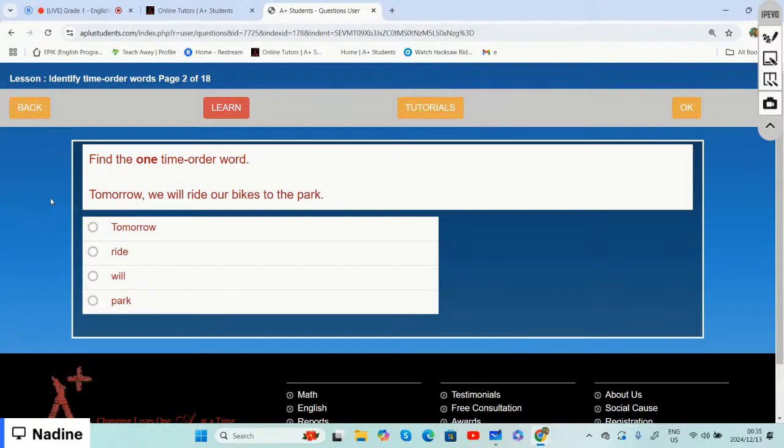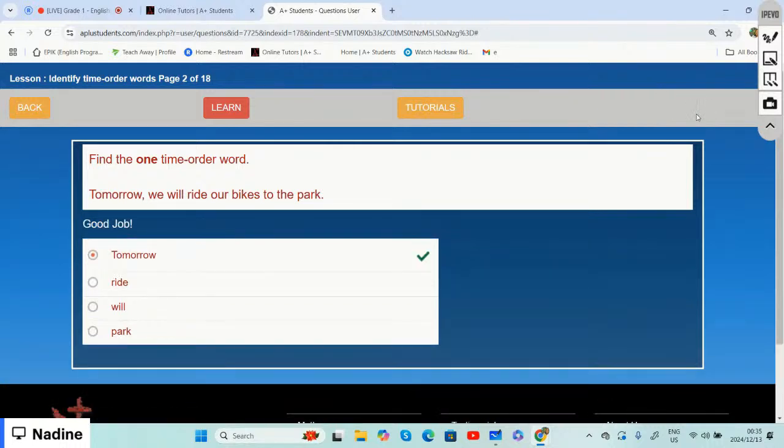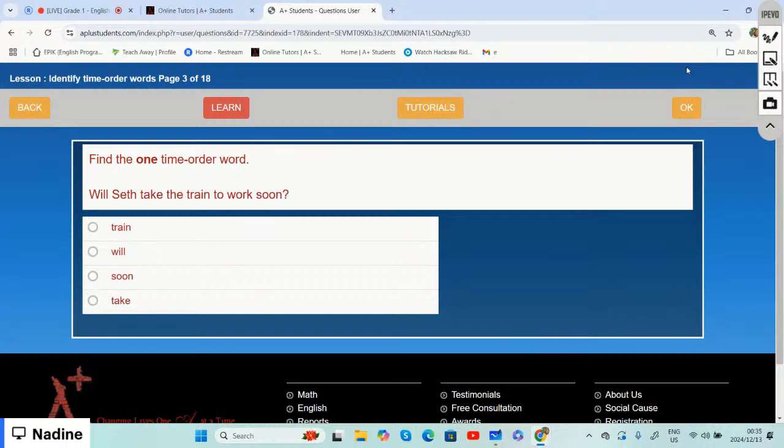And if we were to choose the correct option, yes, tomorrow is correct. It will tell us when we will ride our bikes. So well done. Tomorrow is correct. The next one says, will Seth take the train to work soon?